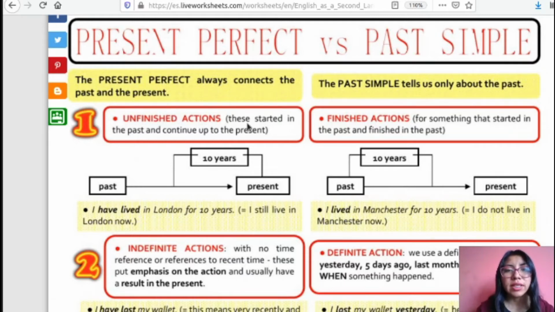Unfinished actions. These start in the past and continue up to the present. That is what I said before. In this case, finished actions are for something that starts in the past and finishes in the past. That is a completed action that happened in the past, okay? And that is an action that starts in the past and continues up to the present. That means present perfect we are going to use for unfinished actions, and past simple we are going to use for finished actions, okay?